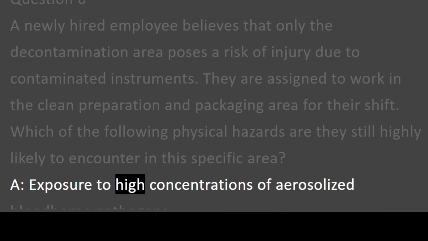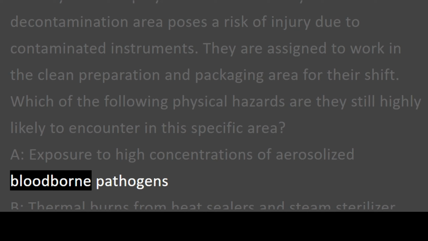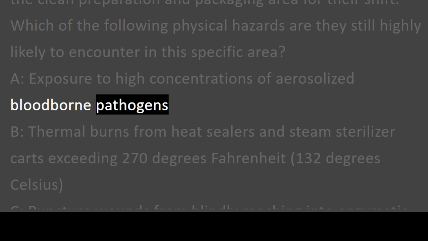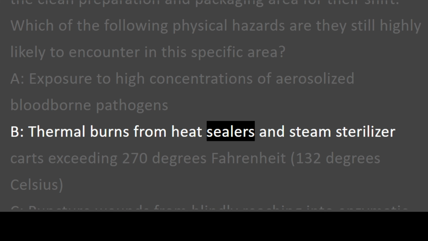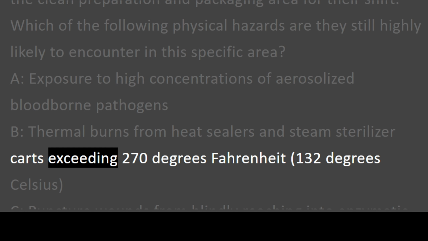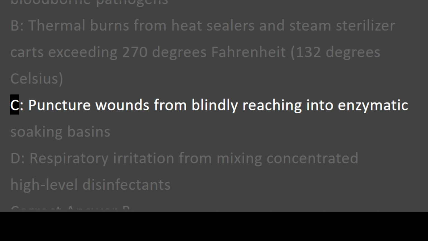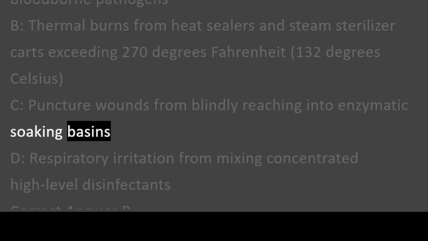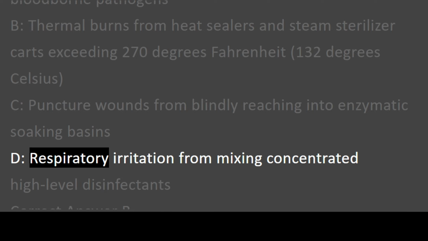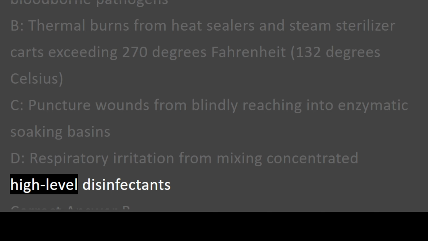A. Exposure to high concentrations of aerosolized bloodborne pathogens. B. Thermal burns from heat sealers and steam sterilizer carts exceeding 270 degrees Fahrenheit, 132 degrees Celsius. C. Puncture wounds from blindly reaching into enzymatic soaking basins. D. Respiratory irritation from mixing concentrated high-level disinfectants.